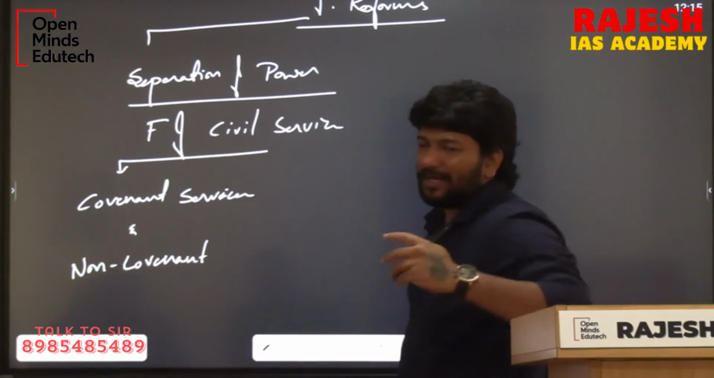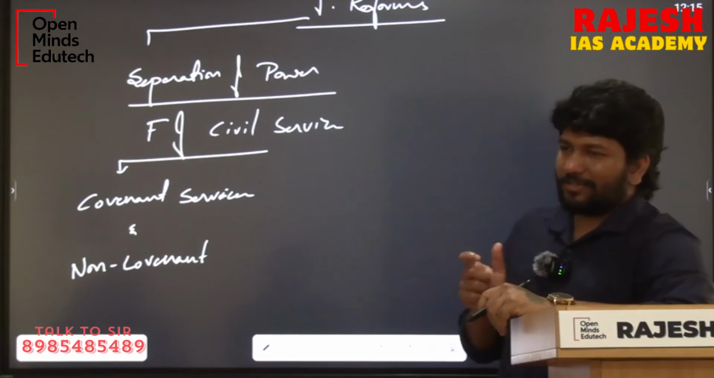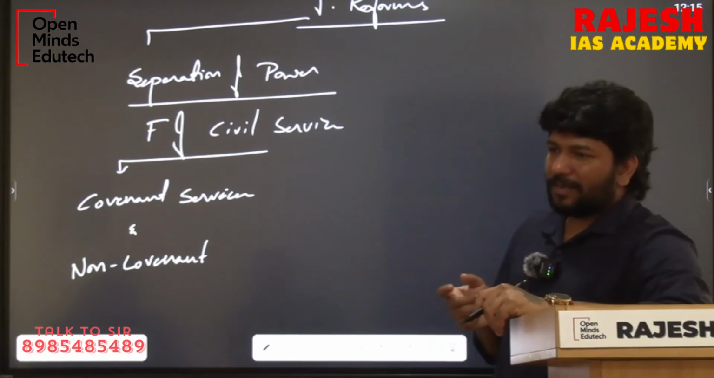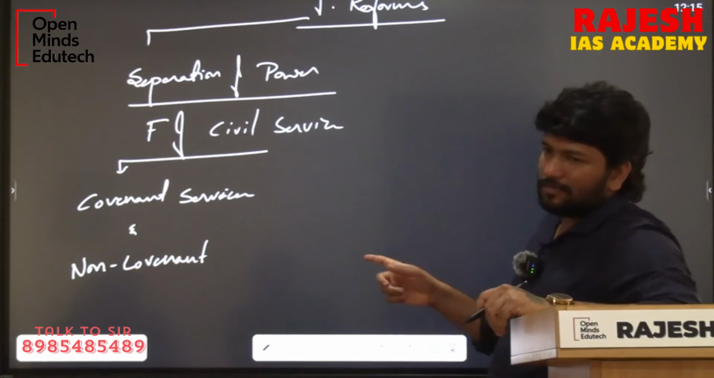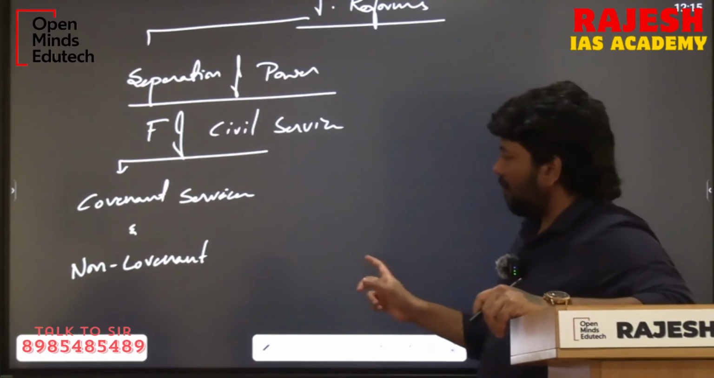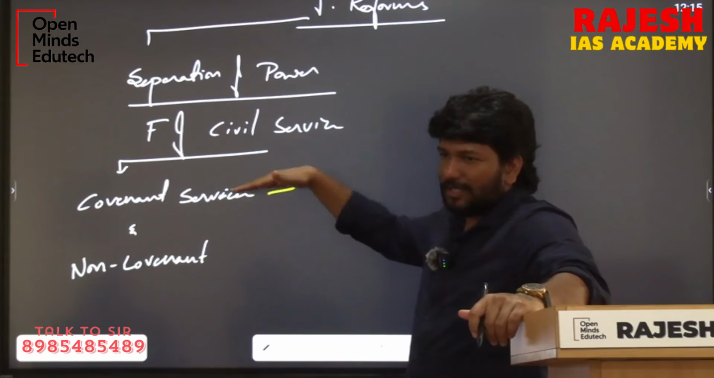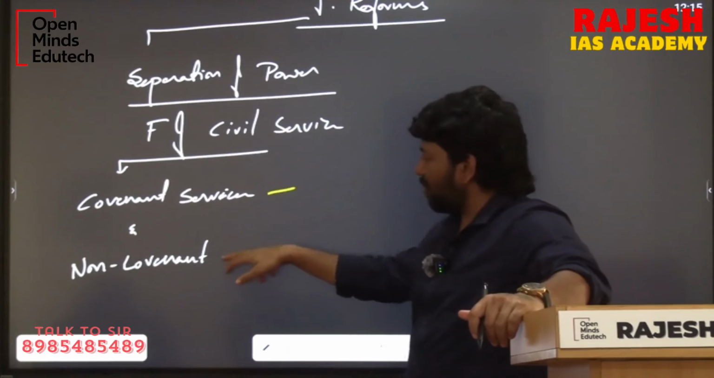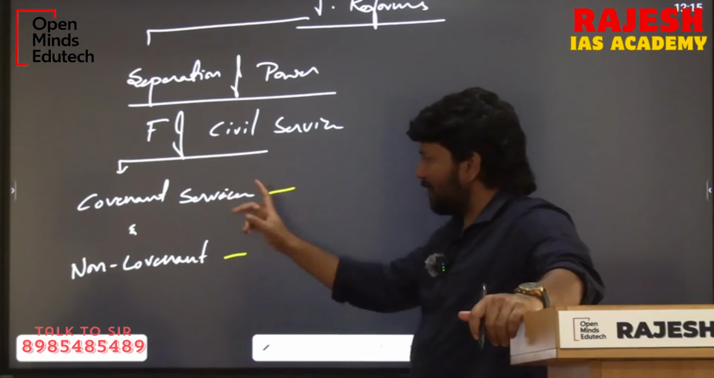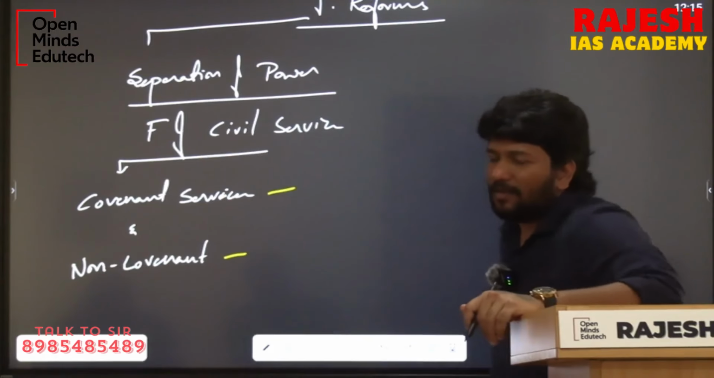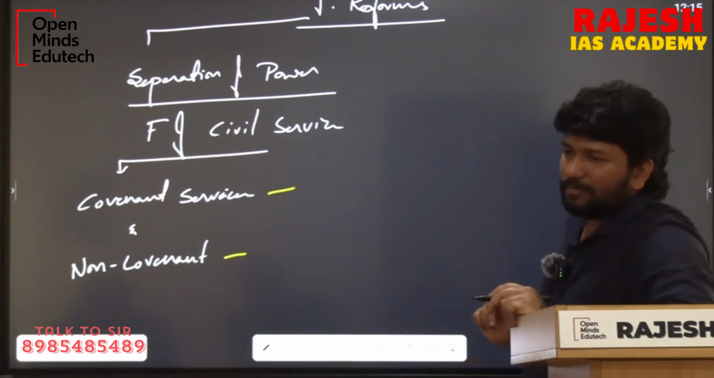Covenant means agreement. It was an agreement between the person and the company that you will be loyal and collect the revenue according to the rule. Covenant and non-covenant: covenant means higher official, higher post. That is what civil service is, higher and lower posts. Indians were not allowed in the covenant in the initial time. He didn't believe the Indians.